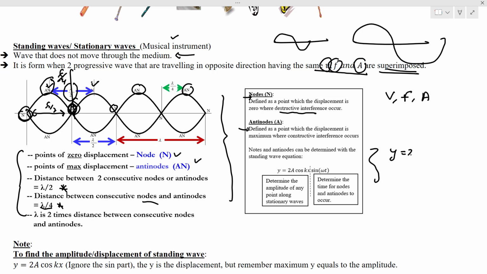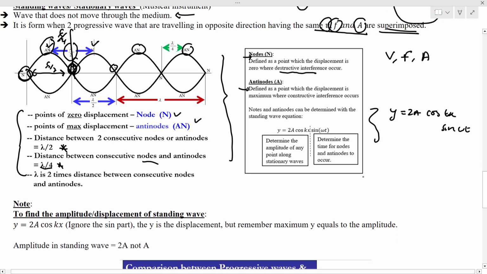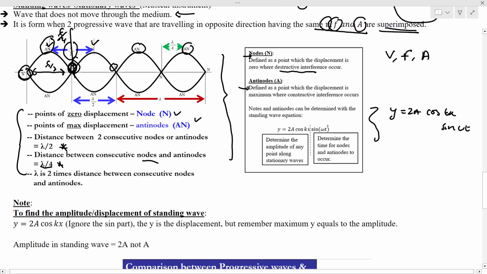Okay, so ini equation kita. Equation for standing wave, y sama dengan 2a cos kx sin omega t. So, untuk you tahu amplitude of the wave, okay, for you to determine the amplitude of the wave, kita basically boleh ignore kita punya component sign. So, just buat y sama dengan 2a cos kx, okay. So, to find the amplitude or displacement of standing wave, y equals to 2a cos kx, ignore the sine part, where y is the displacement, but remember maximum y equals to the amplitude.